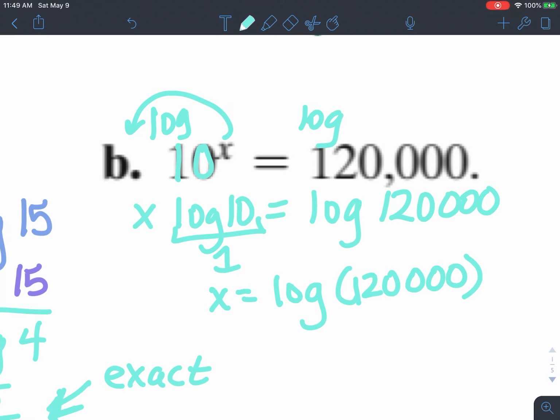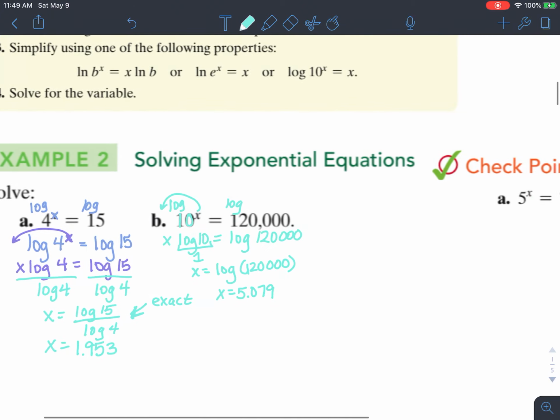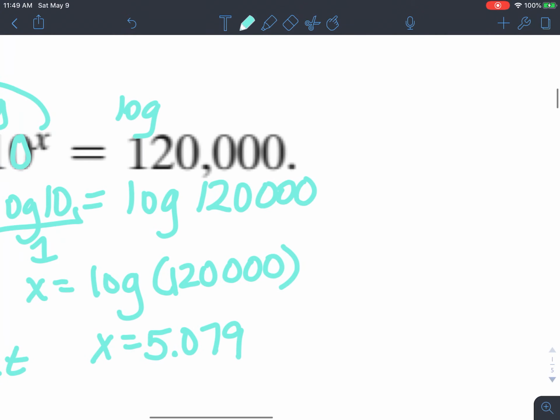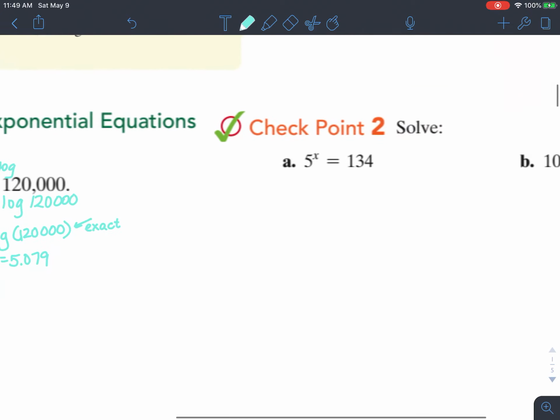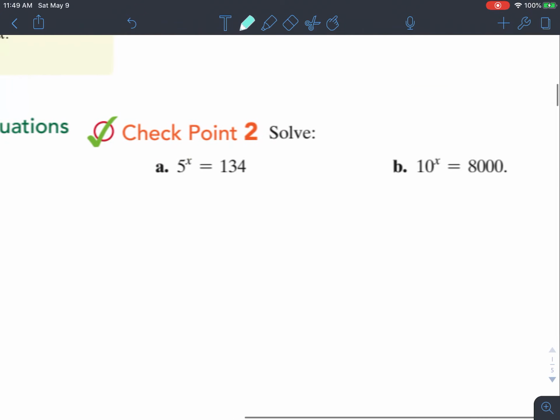And if you needed a decimal for that, it would be 5.079. But if it says it wants an exact answer, then this is exact. Okay. So why don't you try these, pause the video, and you try these two and get back.